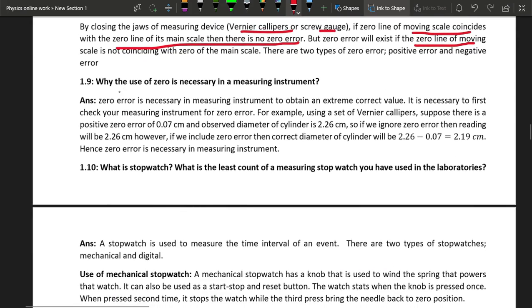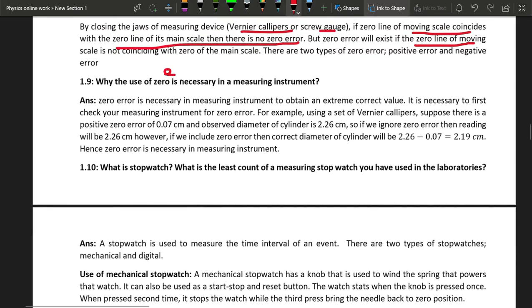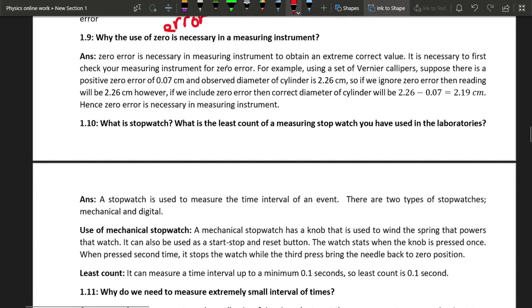Now, question number 1.9 is, why is the use of zero error necessary in measuring instruments? So zero error correction is necessary in measuring instruments to obtain an extremely correct value, because we know that in scientific calculation a very small value can have a very great impact on the results. So it is necessary to check your measuring instrument for zero error.